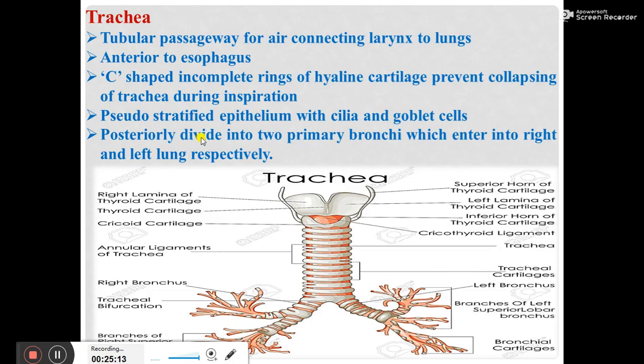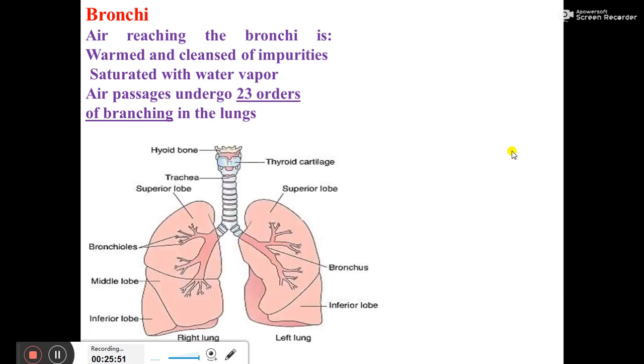Next, posteriorly, the trachea divides into two primary bronchi which enter into the right and left lung respectively. You all know now there are tracheal cartilages which are C-shaped, and this helps in preventing the collapsing of the trachea. Posteriorly this trachea branches out into two primary bronchi. This is one and this is two, and each bronchus enters into the respective lung, which we will see in the next slide. So these are the bronchi.